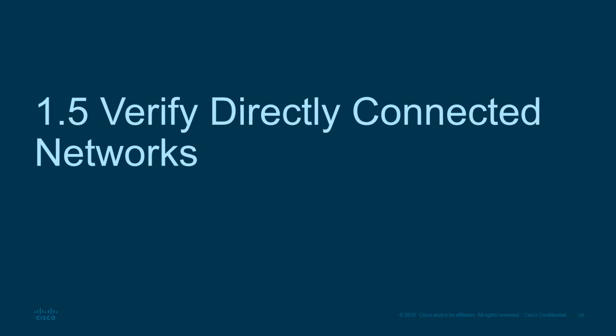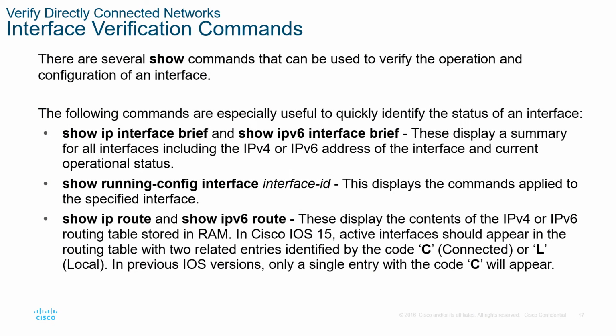To verify directly connected networks, we use show ip interface brief to check layer 1, layer 2. We verify the configuration, the active configuration, by typing in show running-config. We may also filter it out, so you only want to display the interface. So you may type show running-config, then interface, then the interface ID. If you want to check the routing table, show ip route for IPv4 and show ipv6 route for IPv6.